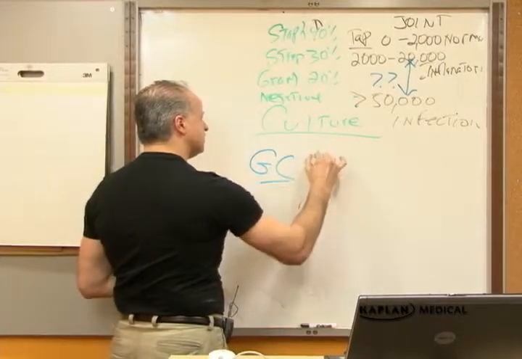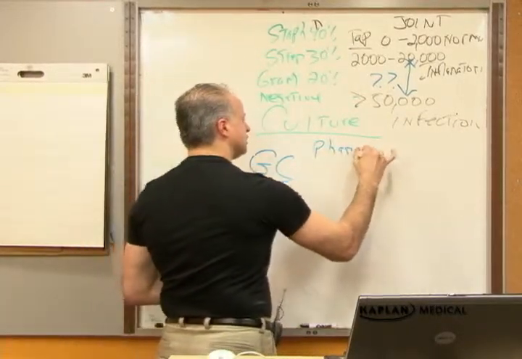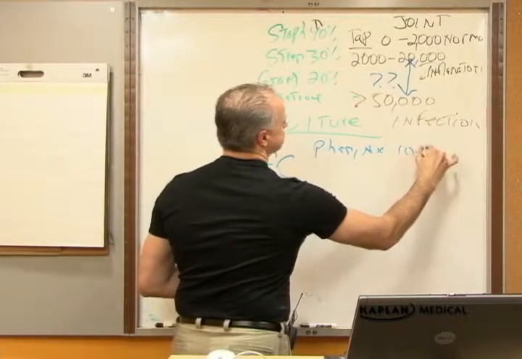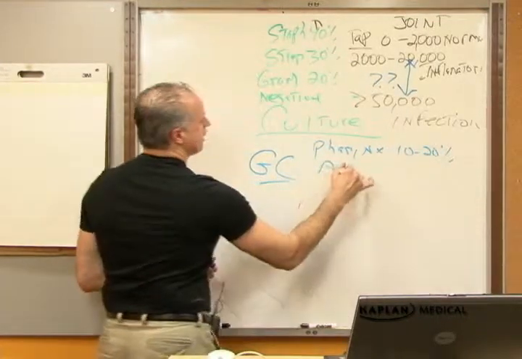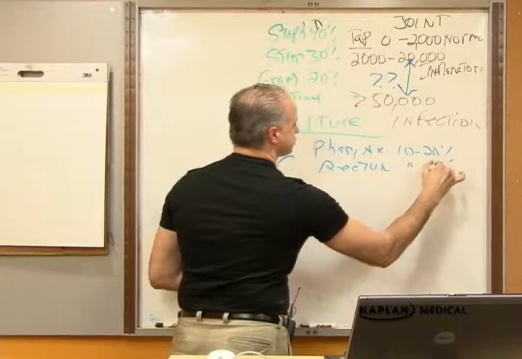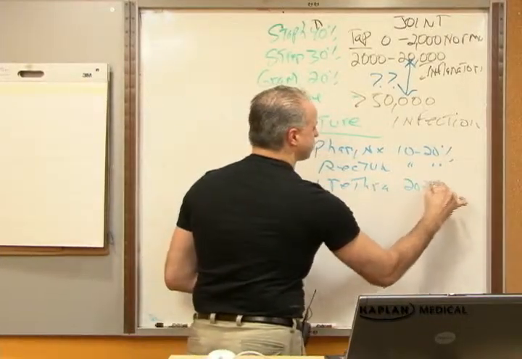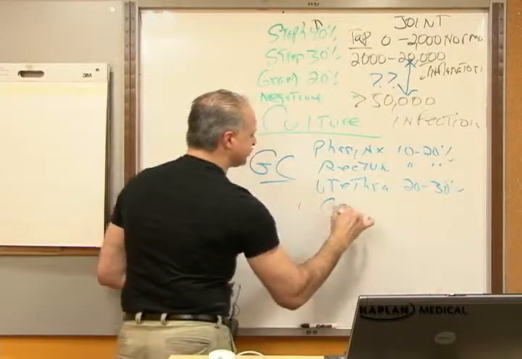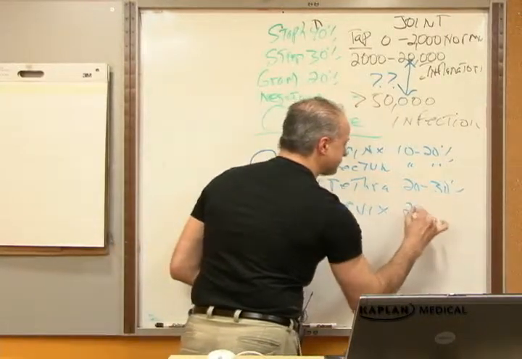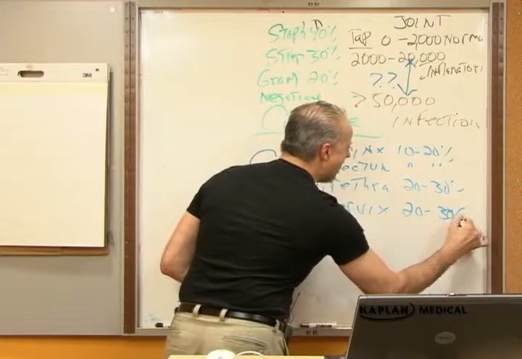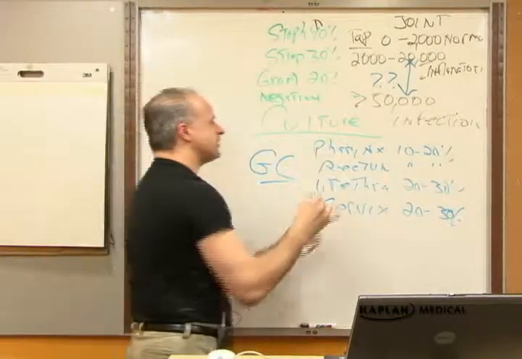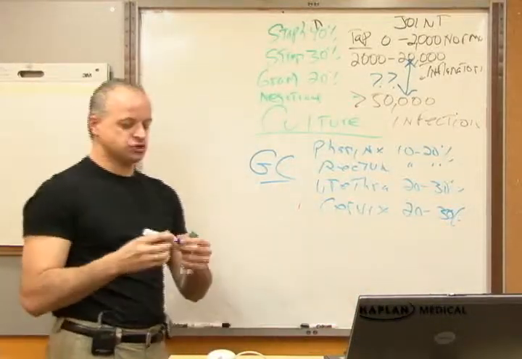Gonorrhea. The pharynx culture has about 10 to 20% sensitivity. The rectum culture has about 10 to 20% sensitivity. The urethra culture has about 20 to 30% sensitivity. The cervix has about 20 to 30% sensitivity. How do you know to go culture up and down and all around? What will make you do that?